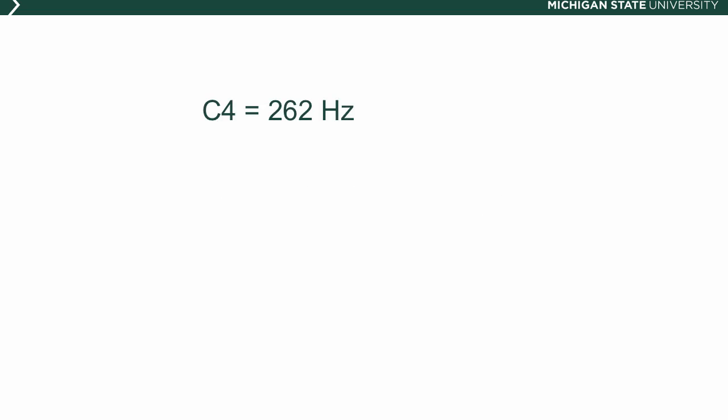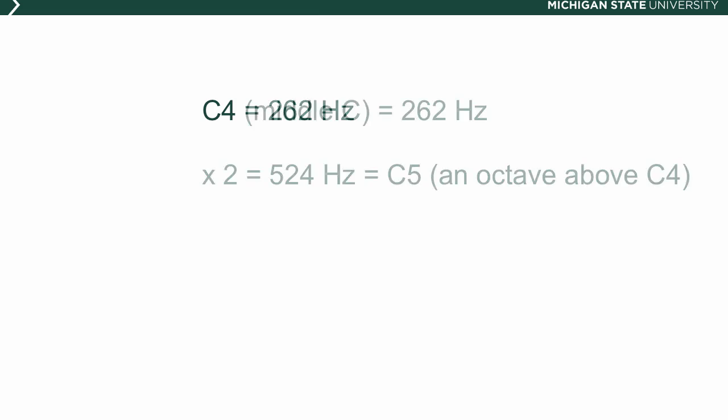This works mathematically too. The C string on my ukulele is vibrating approximately 262 times a second, which we call 262 hertz, which means cycles per second. Here's what 262 hertz sounds like using a pure tone generator. Splitting the string in half makes it vibrate twice as fast. That is, we double the frequency to 524 hertz, which sounds like this.